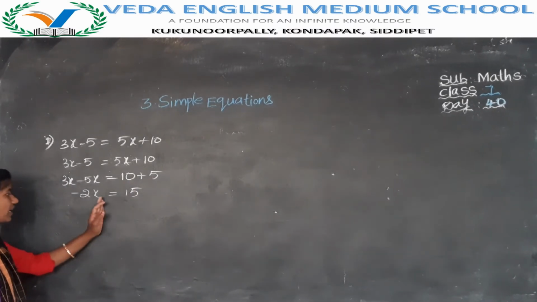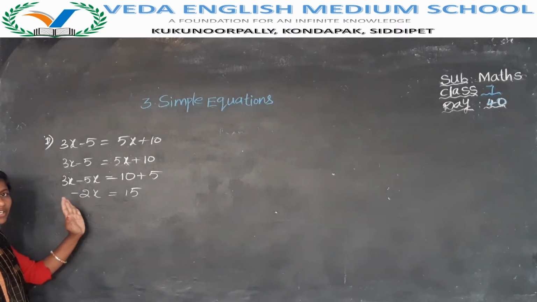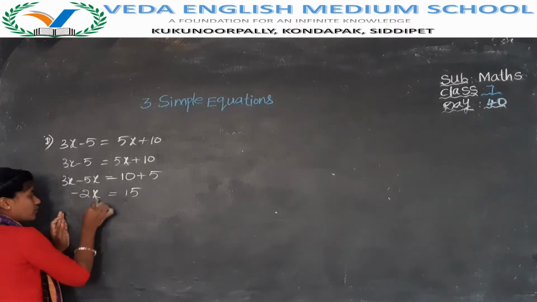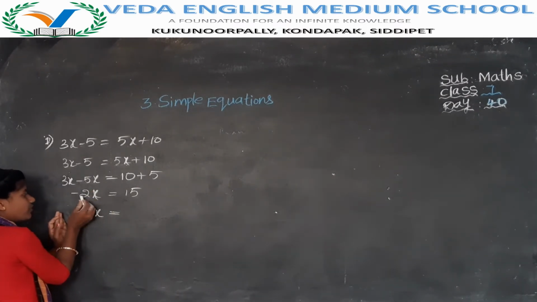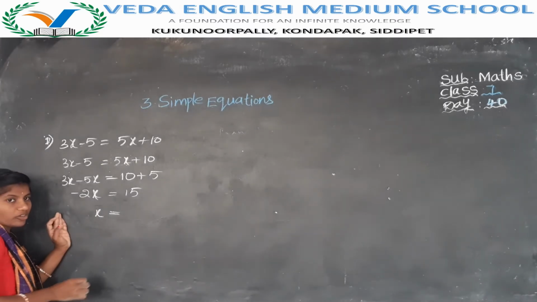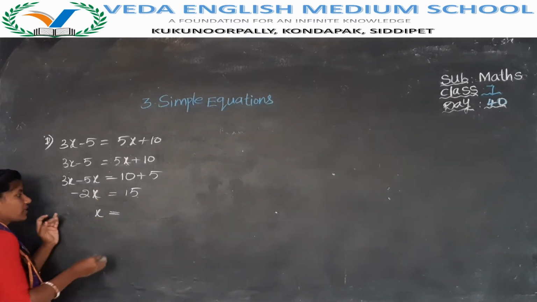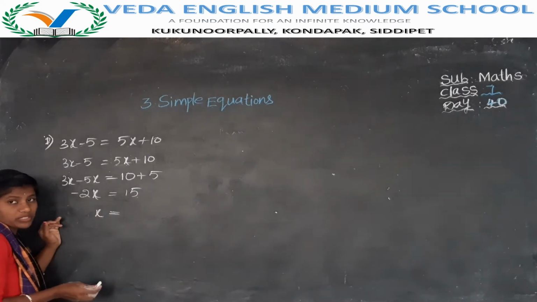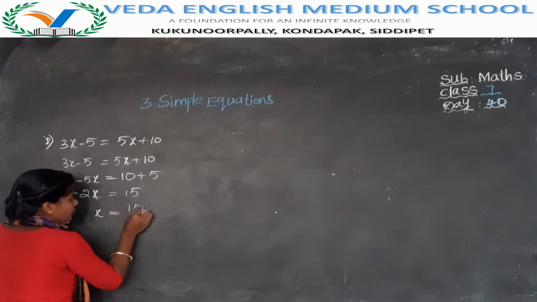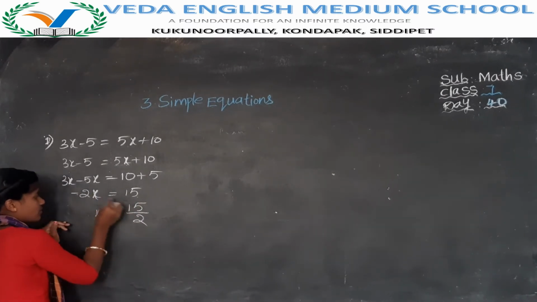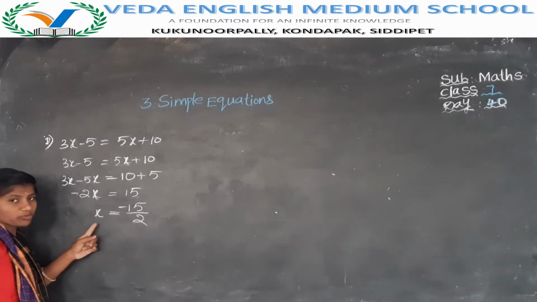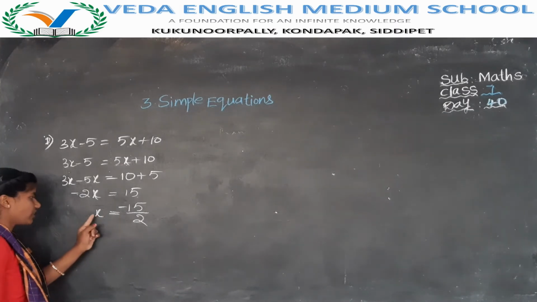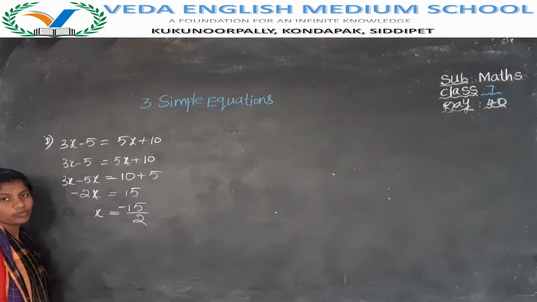Just now I said always in your left hand side only English letter should be in left side. So that English small letter should be x. X is equal to, the relation between 2 and x is multiplication. Now we have to send this 2 to the RHS side. Now these two are in multiplication. So when it goes to RHS side, this 2 will become division. So it becomes 15 by 2 minus only. Always minus symbol should be for numerical numbers only. So the value of x is minus 15 by 2.